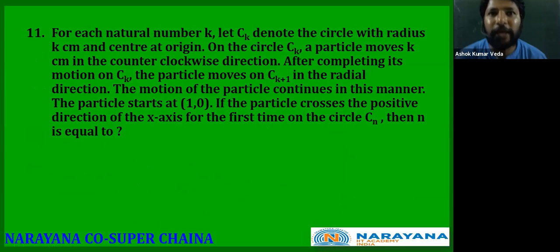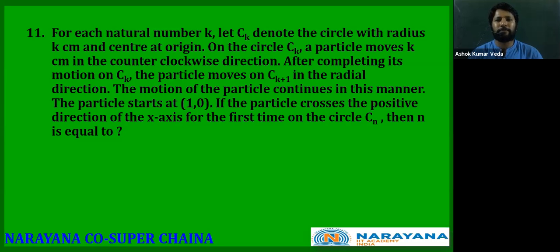Let's see the question. For each natural number k, let ck denote the circle with radius k centimeter and center at origin. On the circle ck, a particle moves k centimeter in the counterclockwise direction. After completing its motion on ck, the particle moves on ck plus 1 in the radial direction. The motion of the particle continues in this manner. The particle starts at (1, 0). If the particle crosses the positive direction of the x-axis for the first time on circle Cn, then n is equal to what?